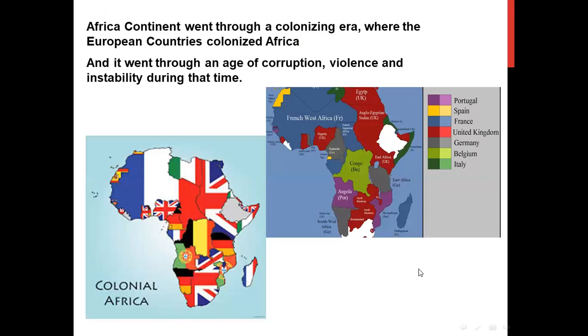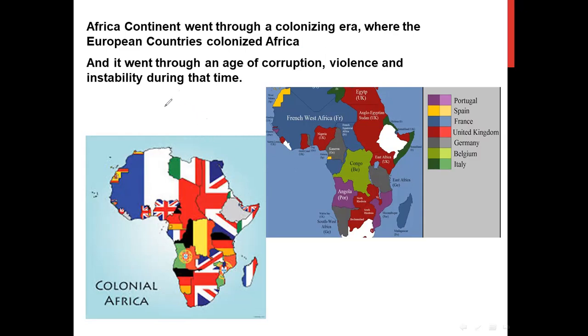Let's go right now and look at another piece of information about Africa that is very interesting. A long time ago, maybe more than 200 years or 150 years ago, the African continent went through a colonizing era. What does colonizing era mean? It means other countries came to Africa and took it as their own country. This is what I was telling you about. You remember the Europe continent? I told you it's the old continent. Well, the Europeans went to Africa and colonized it. They tried to divide the countries and took them as their own.